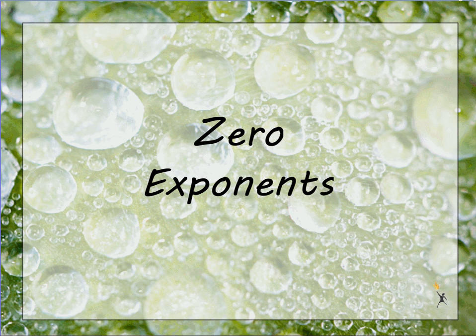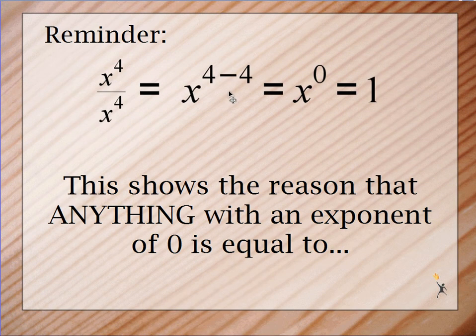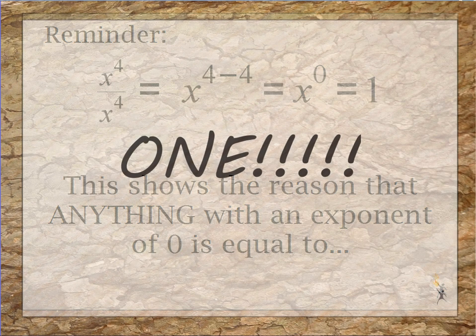Lastly, let's talk about zero exponents. Remember in our quotient property how we subtracted the powers, or the exponents? Well, x to the fourth over x to the fourth, I can write that as x to the 4 minus 4 power, and I get x to the 0 power. But isn't x to the fourth over x to the fourth, if I reduce that fraction, doesn't it become 1? Of course. This shows the reason that anything with an exponent of 0 is equal to 1.